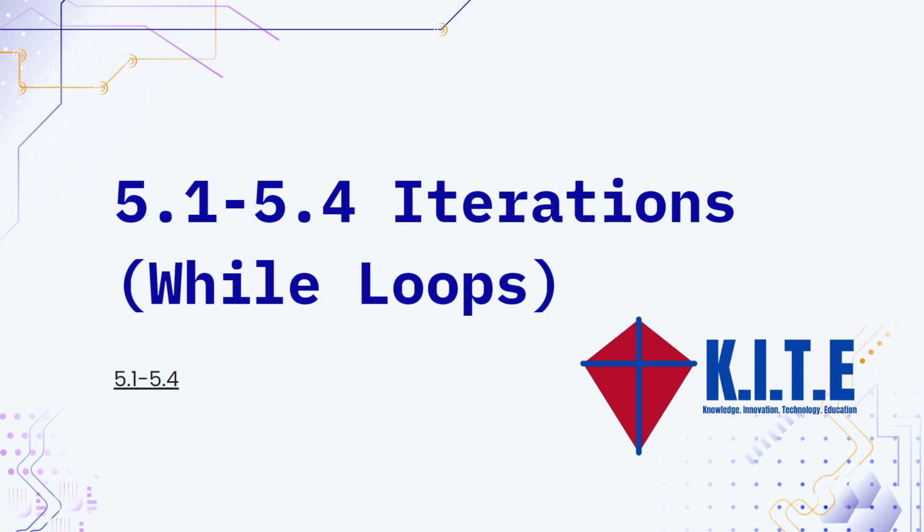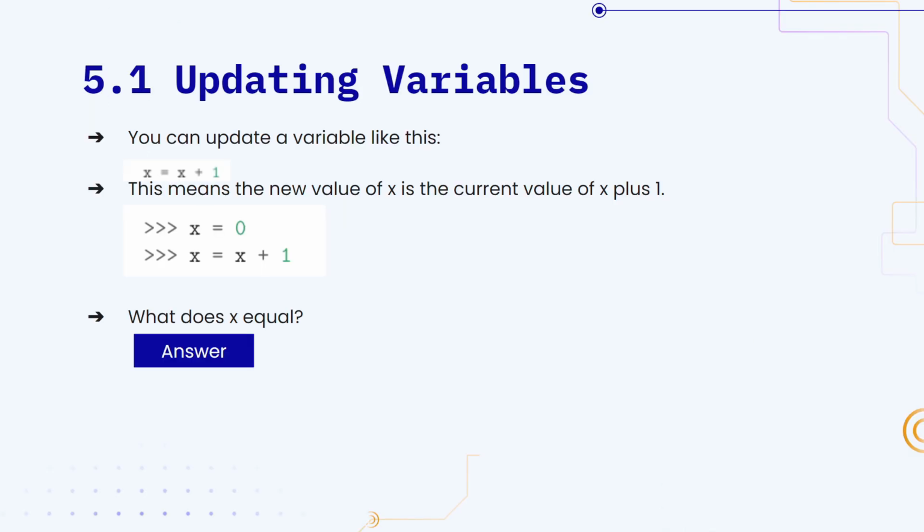Today we're going to be going over iterations, or more specifically, while loops. In order to understand iterations, there is an important concept we must understand first, and it's the concept of updating a variable. It works like this: we could update a variable by adding a string or an integer, and we do this by setting it equal to the previous variable plus or minus any string or integer.